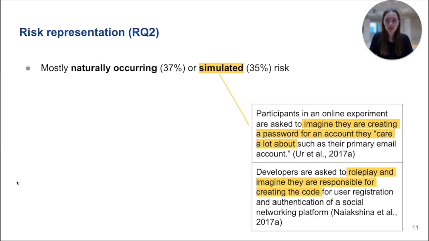An example for simulated risk representation would be an online experiment where the researchers asked participants to imagine that they were creating a password for an account that they cared a lot about, such as their primary email account. Another example is when developers were asked to role-play and imagine that they were responsible for creating the code for user registration.